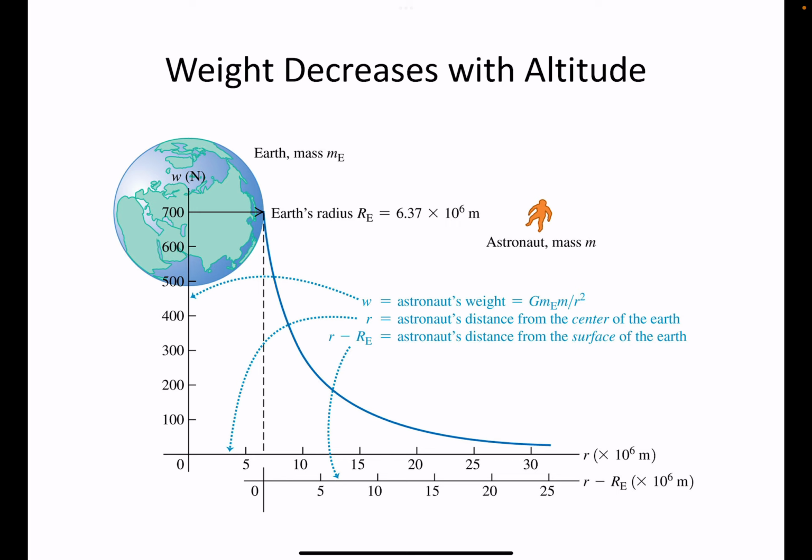This graph clearly shows that an object's weight decreases as its altitude increases. As an astronaut moves further from the Earth's surface, the distance r from the center of the Earth increases. According to Newton's formula, since r is in the denominator, a larger r results in a smaller gravitational force, or weight.